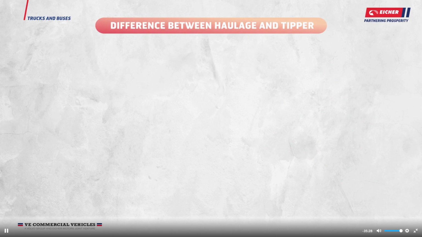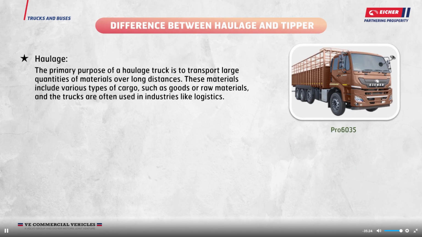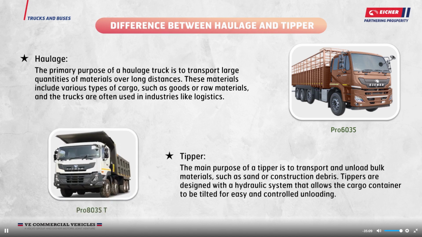Difference between haulage and tipper. Haulage: the primary purpose of a haulage truck is to transport large quantities of materials over long distances. These materials include various types of cargo, such as goods or raw materials, and the trucks are often used in industries like logistics. Tipper: the main purpose of a tipper is to transport and unload bulk materials, such as sand or construction debris. Tippers are designed with a hydraulic system that allows the cargo container to be tilted for easy and controlled unloading.